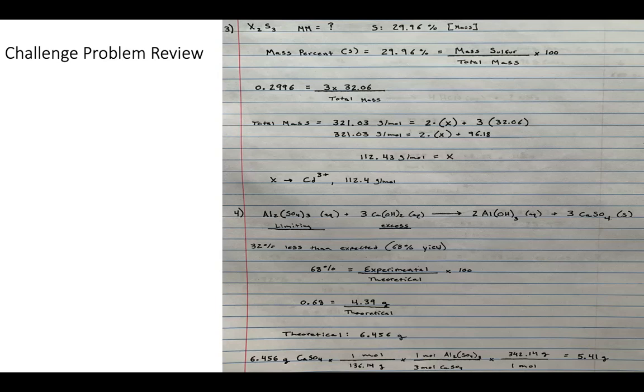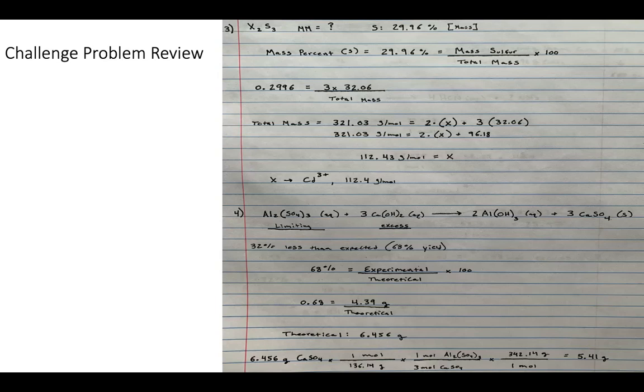And because it said we had excess calcium hydroxide, and we know aluminum sulfate is limiting, we know that we need to convert to our amount of aluminum sulfate. And so the last step on this page, I take the theoretical amount of product we should have gotten, so 6.456 grams of calcium sulfate, and I, through dimensional analysis, convert this to grams of aluminum sulfate, okay?